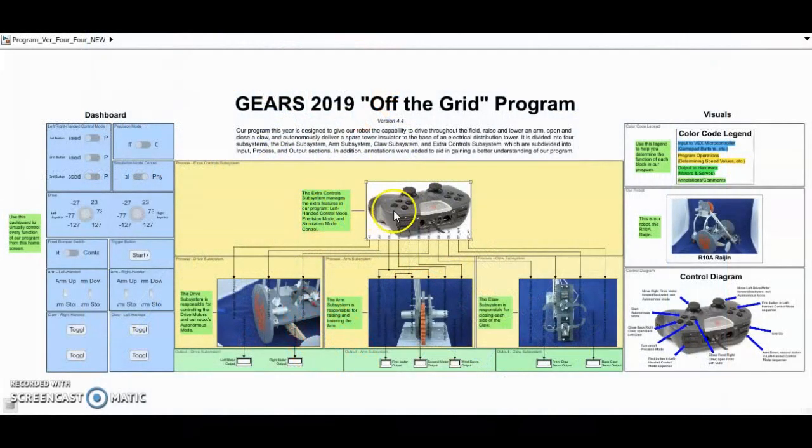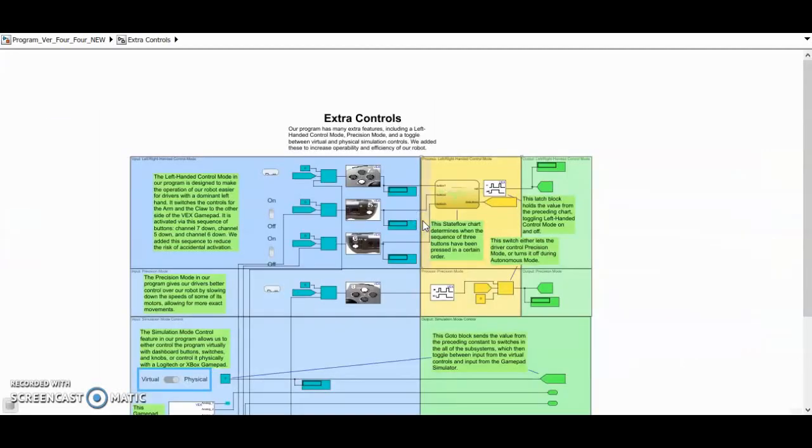We divided our program into 4 subsystems, each representing a division of the robot's control system. All of them are linked to this one, the extra controls subsystem. It houses the extra controls we added to our program to improve user interface. The first is left-handed control mode, in which several buttons switch sides of the gamepad. To prevent accidental activation, it is not entered unless a sequence with 3 buttons is completed.